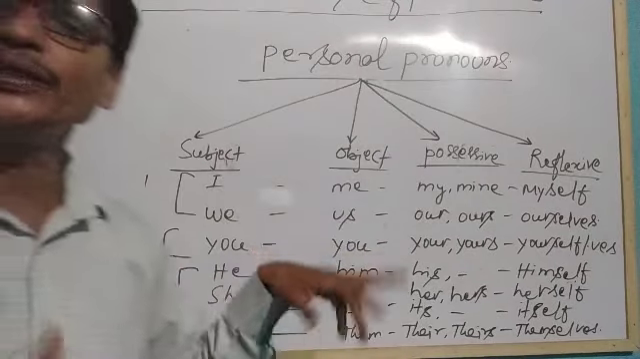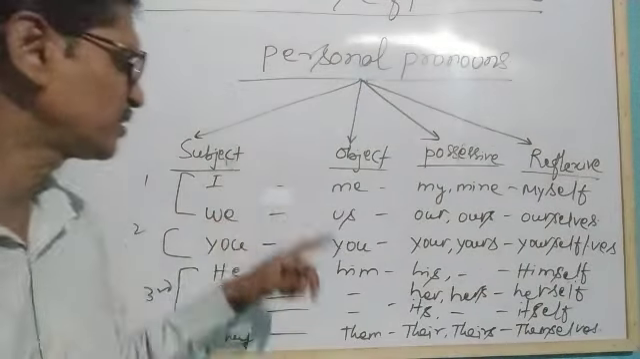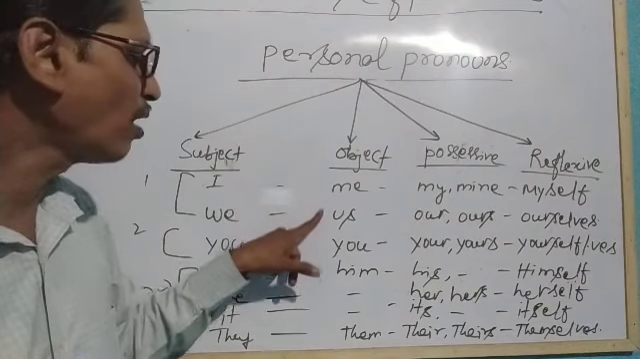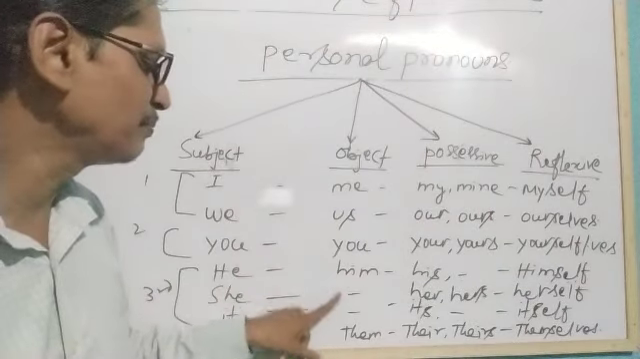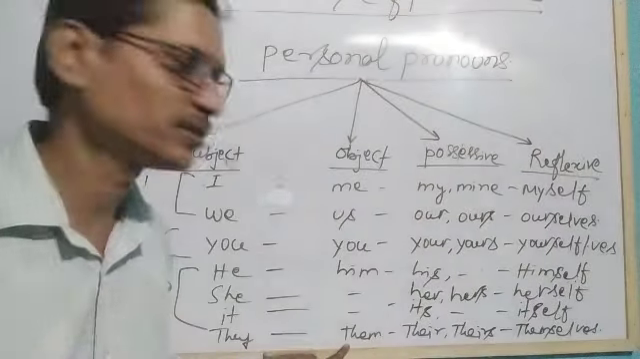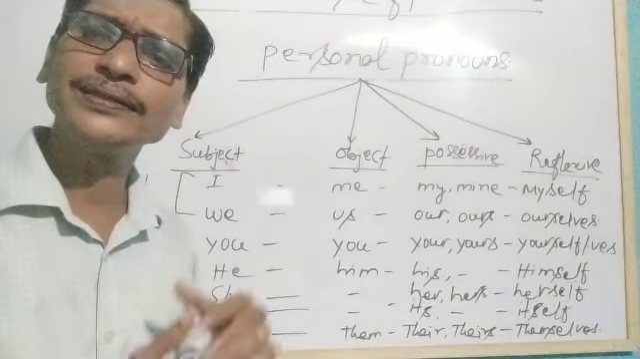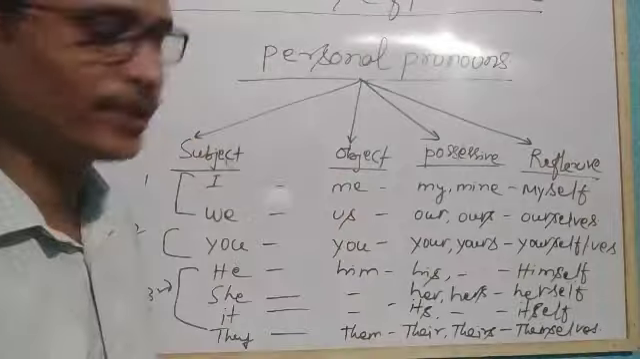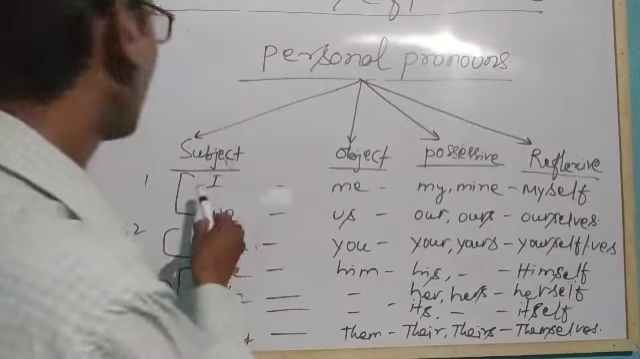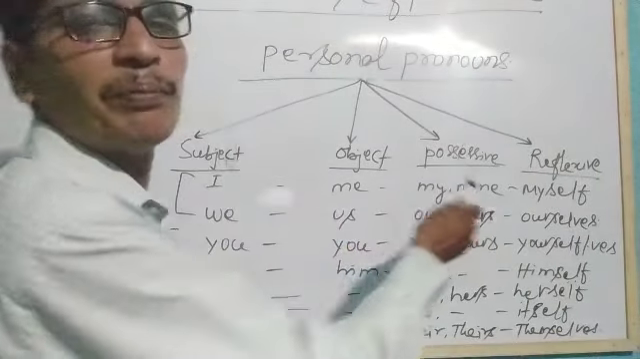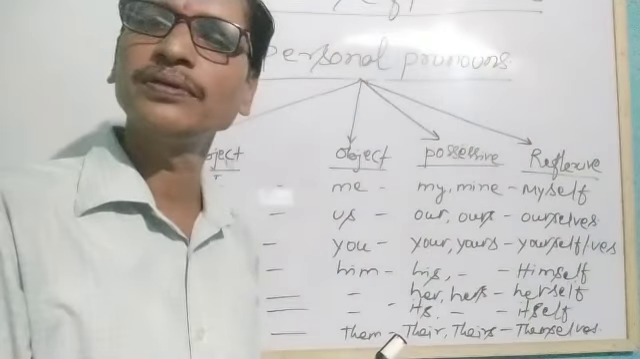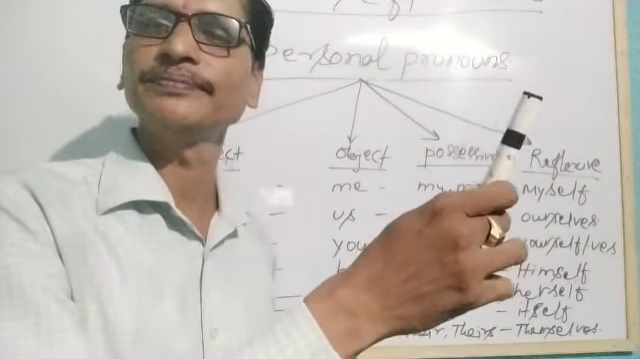Similarly, when we use these personal pronouns as objects, we can use me, us, you, him, them. Similarly, when we use the personal pronouns as possessives, for I, we can use my and mine. This is my book. This book is mine. Understand?